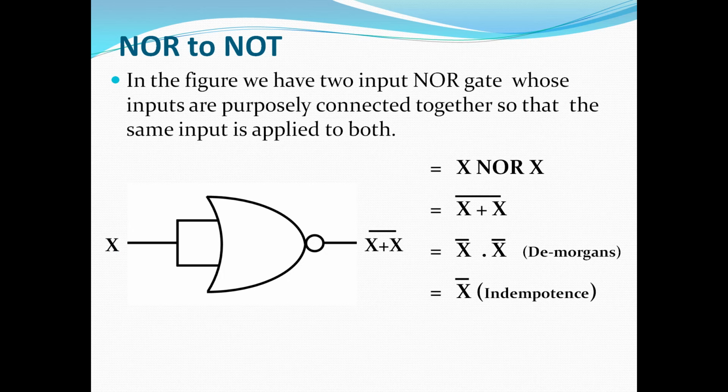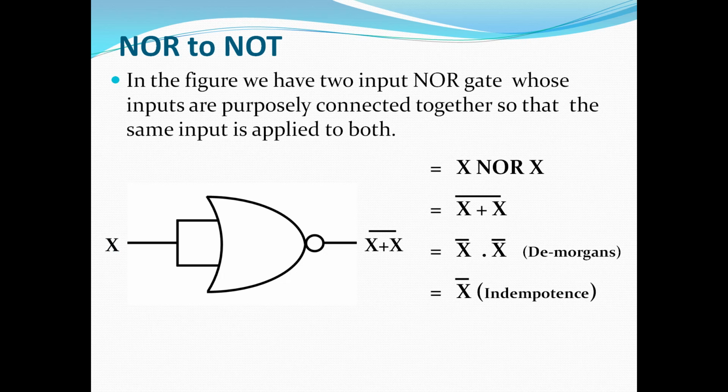See the figure. In that figure we have a 2 input NOR gate whose inputs are purposefully connected together, so that the same input is applied to both. We are purposefully connecting both the inputs, not by mistake.